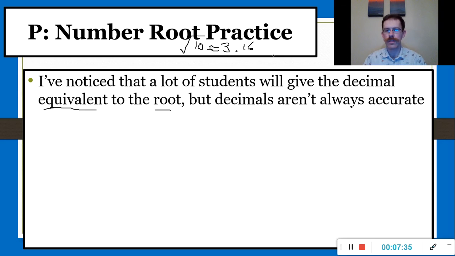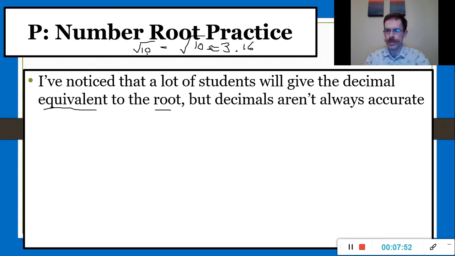Like the square root of 10, since it doesn't break down evenly, but you can't break it down into anything else, you would have to leave it, unfortunately, as square root of 10. I don't think I'm saying that out of order.